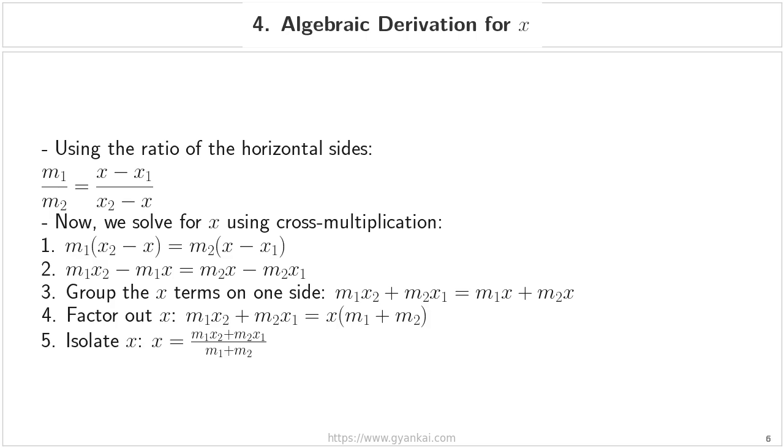And there we have it. We have successfully derived the formula for the x-coordinate. x equals the quantity m1 x2 plus m2 x1, all divided by m1 plus m2. Now that we have established that our two triangles are similar, we can move from geometry into algebra to actually find the value of our unknown x-coordinate. This same algebraic process will be applied to the y-coordinate in our next slide.